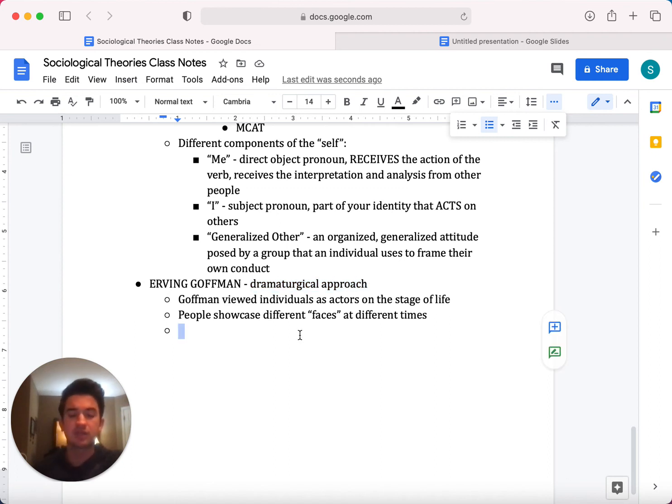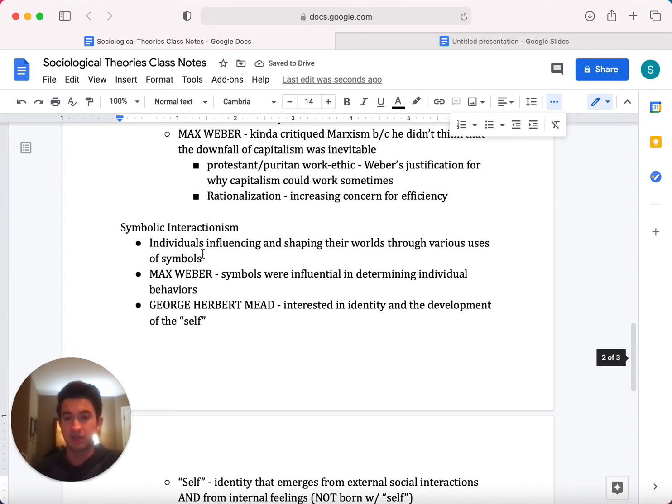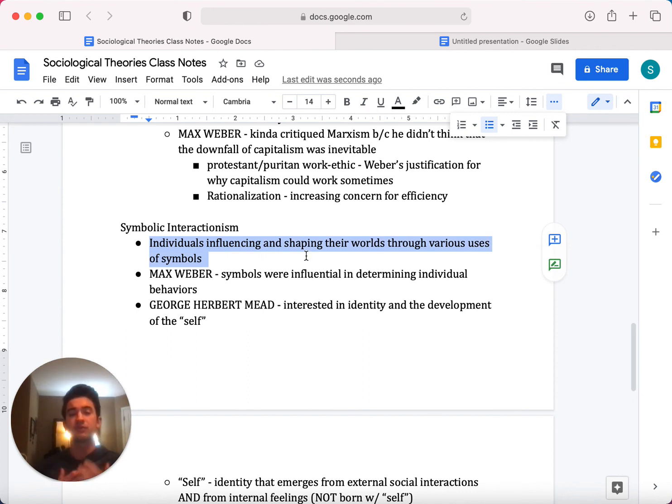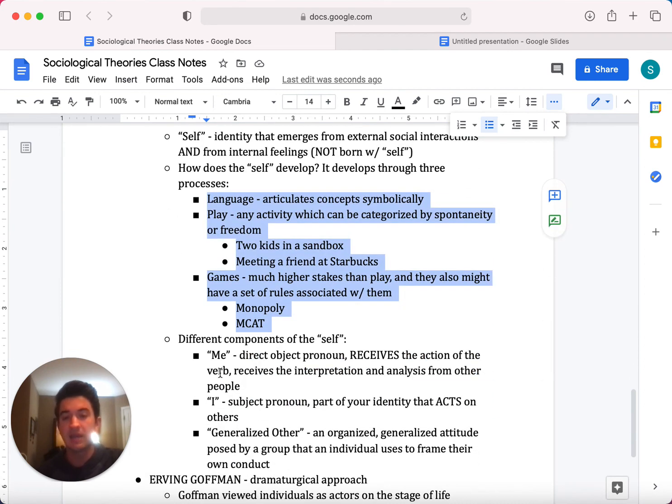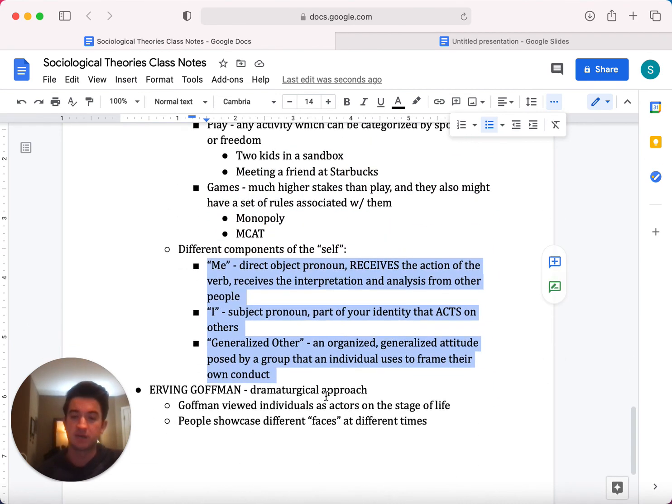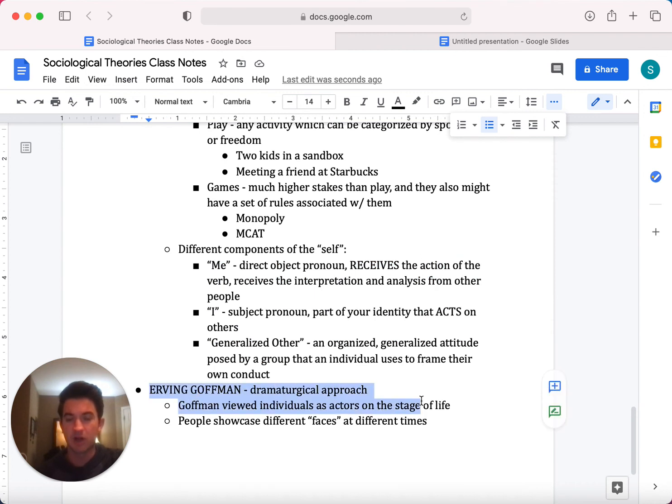Okay. So that's really all you need to know about Goffman. And honestly, that's all you need to know about symbolic interactionism. Just know that symbolic interactionism largely deals with individuals influencing and shaping their worlds through uses of symbols. That's super important. The main guy you want to associate with this is Mead. Know all about Mead's idea of the self. We said that the self develops through these things, and that these are the different components of the self. Then we talked a little bit about Goffman. All you need to know about Goffman is that he coined this term dramaturgical approach, and he viewed individuals as actors with different faces depending on which situation they're in.